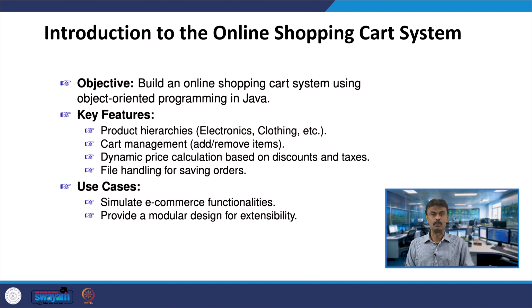The main objective is to build an online shopping cart system using object oriented programming in Java. The key features we are going to use are the product hierarchies. It may be electronics, it may be clothing, it may be some kitchenery items, etc. And then you have cart management, which will add or remove. When you are going to the shop, you may pick items or remove them. Say 10 items you are picking and 1 or 2 items you are putting back. The same we have to think, and that is called cart management.